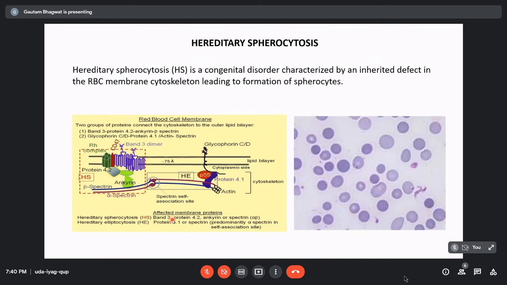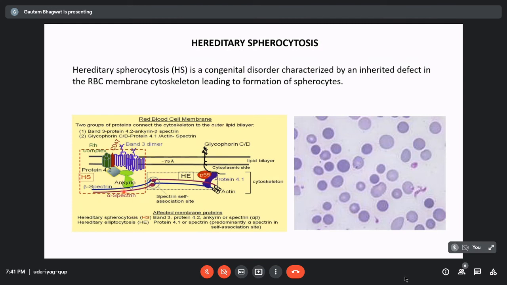Coming to the next RBC disorder, that is hereditary spherocytosis. Now hereditary spherocytosis is a congenital disorder characterized by an inherited defect in the RBC membrane cytoskeleton leading to formation of spherocytes. Now the lipid bilayer is linked or attached to the cytoskeleton by means of various proteins.